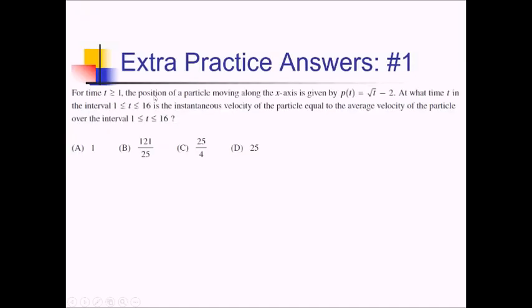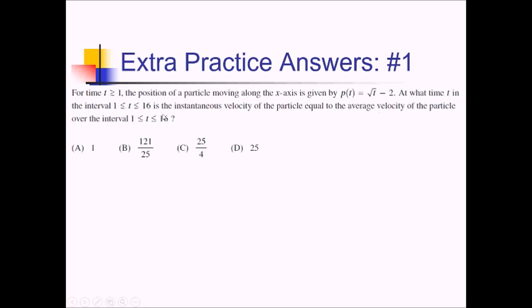On this problem, for time greater than or equal to 1, the position of a particle on the x-axis is given by this p of t function. We want to know at what time in the interval from 1 to 16 the instantaneous velocity is equal to the average velocity of the particle.